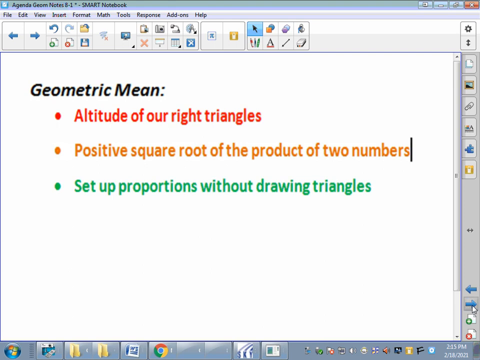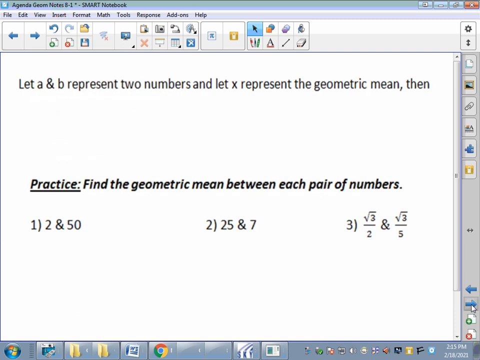And it's actually a shortcut for setting up proportions without having to draw three triangles. Some of you are visual people, you like to see those. Some of you are shortcutters and you want to do the least amount of work possible. Well, here's your answer for that. So here's what the formula looks like. If A and B represent two numbers and X is the geometric mean that we're looking for, then A over X equals X over B.